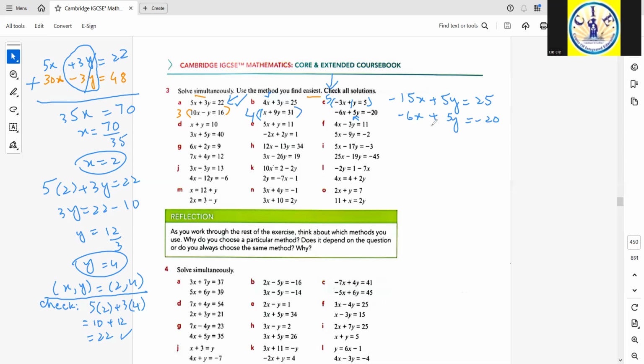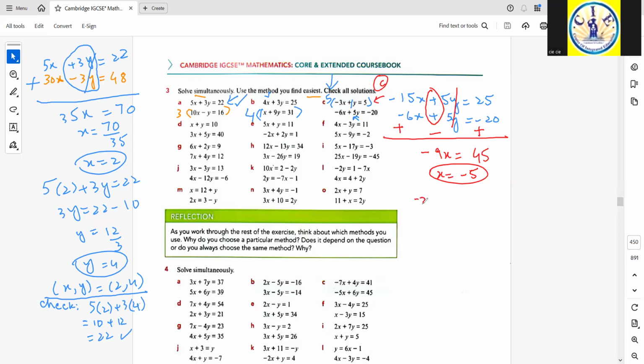So now we can again subtract them, because their signs are the same, so we need to subtract them. When we subtract, I told you that the signs of all the terms of the second equation which is being subtracted get changed. So positive 5y and negative 5y will get cancelled out, and negative 15 plus 6, that is negative 9x, and this is 25 plus 20, 45. So the value of x is negative 5.